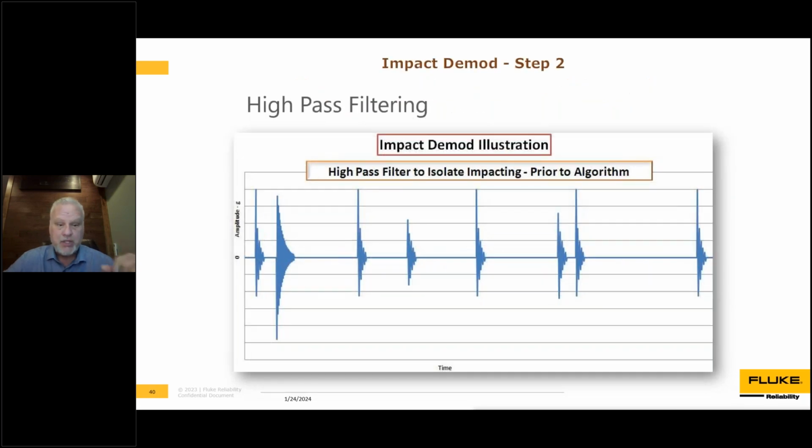Then, as I mentioned, we pass it through a high pass filter. Just like in the old methodology, we like to remove machine motion data, basically whole body vibration, from impacting the stress wave based data, so that, for example, my analysts know that if it's got a high 1x content, that doesn't have anything to do with balance. There's something loose, there's something causing an impact once per revolution.